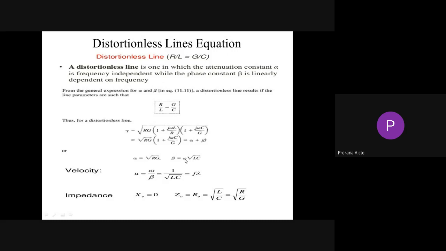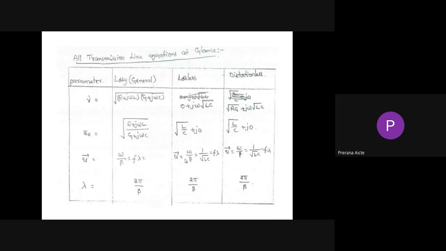Okay, completed. Next. Now you can conclude this: the lossy transmission line, that is the general transmission line, the distortionless line and the lossless line.